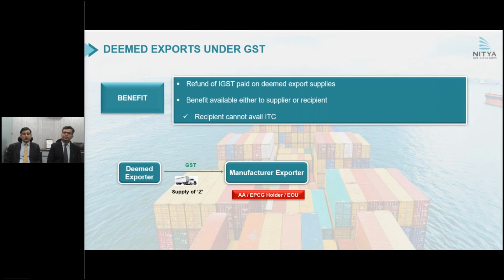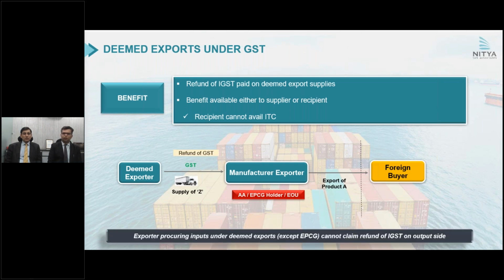So, in this case, the deemed exporter who will be supplying goods to the manufacturer exporter will be charging GST on his invoice, but then such GST he will be claiming refund from the government. Importantly, the manufacturer exporter who has procured goods under deemed export cannot claim refund of IGST, except for an EPCG holder, as we discussed earlier.